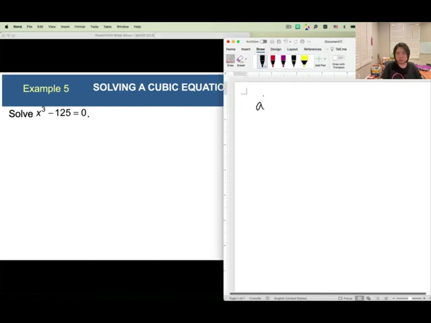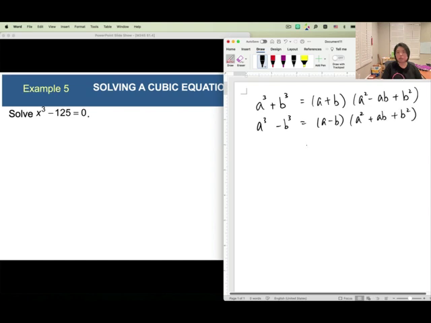Remember you learned this formula, a cubed minus b cubed. We have two formulas. I'll just write them down first. a plus b, a squared minus ab plus b squared. And another one, a minus b, a squared plus ab plus b squared. So we're going to use the second one.